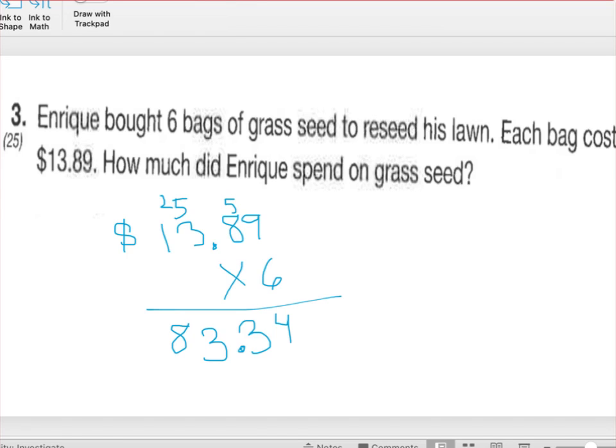83.34. Okay, now just to check, let's round this up just for a check. 14 times 6 would be 24.84. Okay, and since this is less than that by 11 cents on each dollar, this makes sense, right? So this was the approximation, this was the real one.